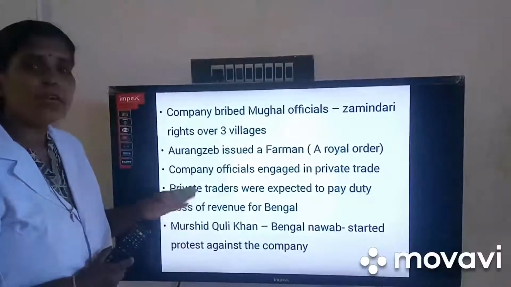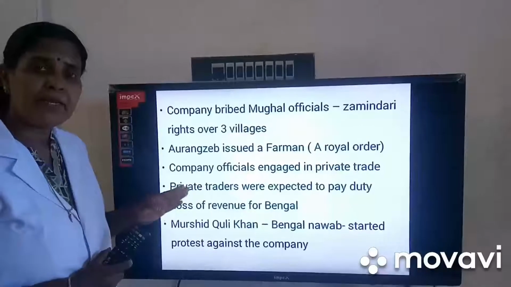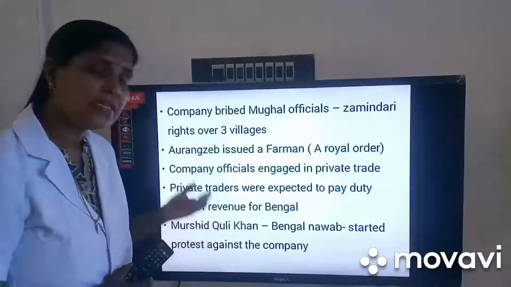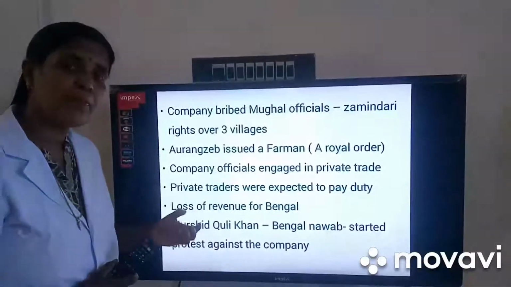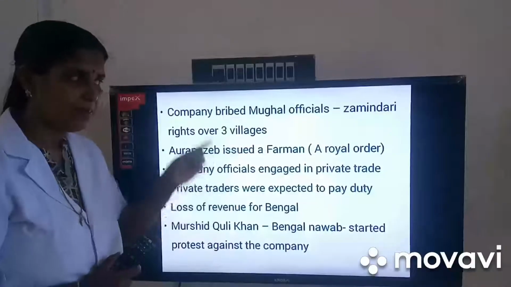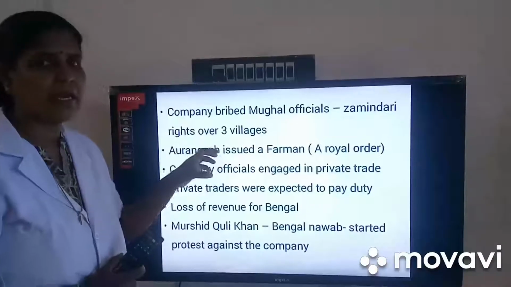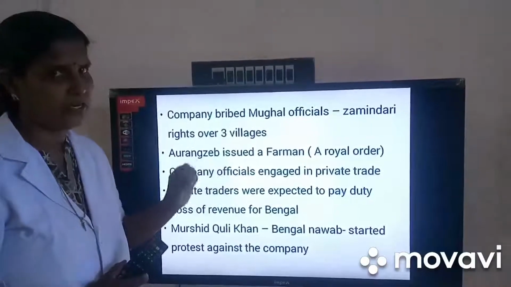Why did he protest? Because when the company officials were doing private trade, at that time also they did not pay the taxes. But as per the farman, only the East India Company was allowed to do trade without taxes.